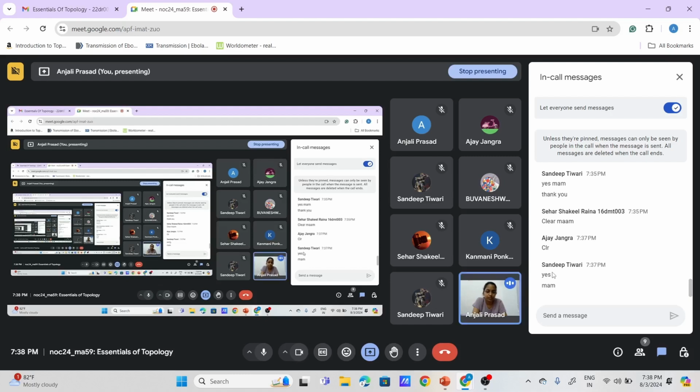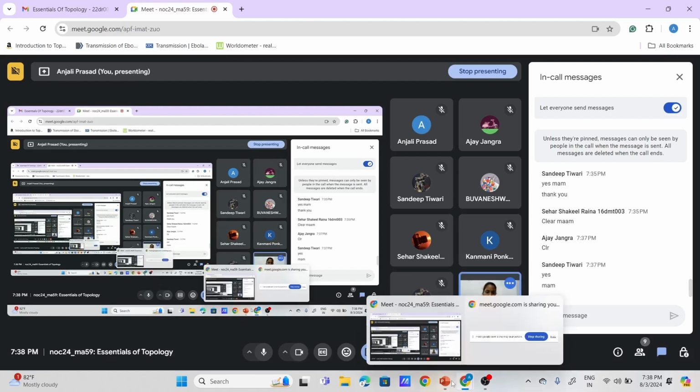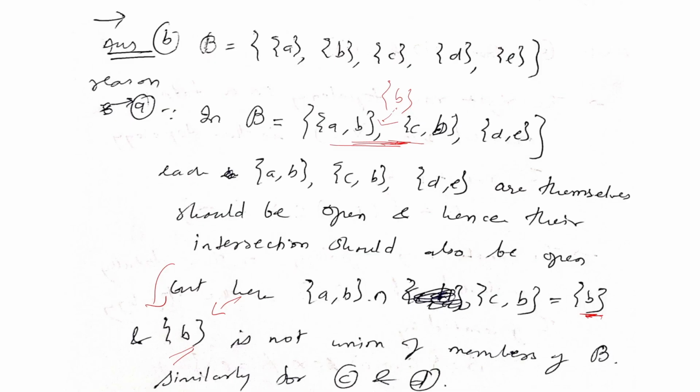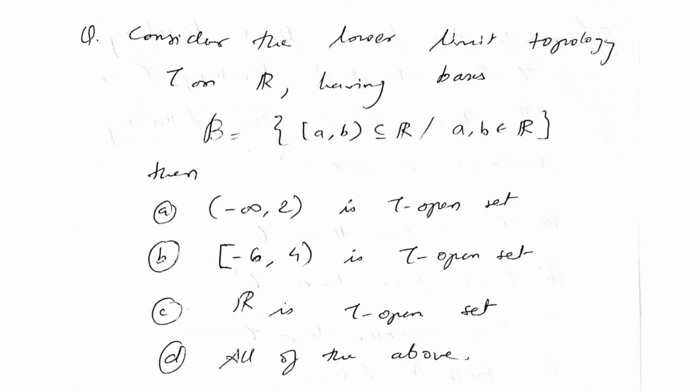Okay, so let's move to the next question if you don't have any doubts further. So the last question is, consider the lower limit topology tau on R having basis of this kind. Then which of these following options satisfy? That is minus infinity comma 2 is a tau open set, or closed minus 6 comma 4 is tau open set, or R is tau open set, or all of the above.